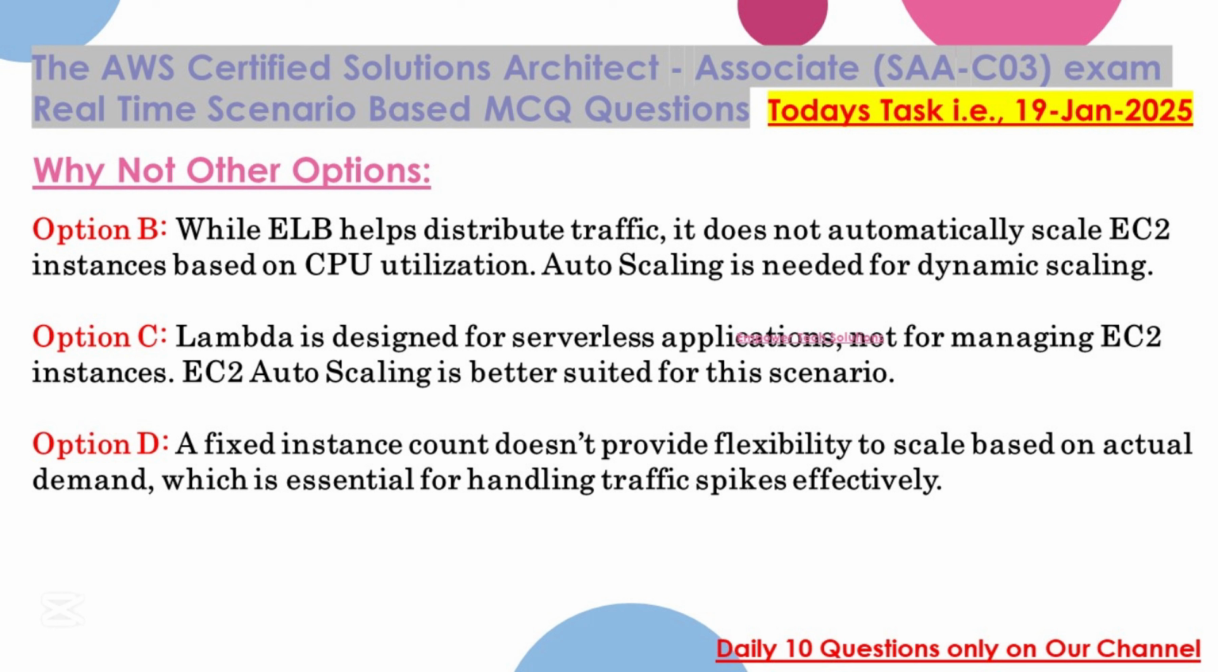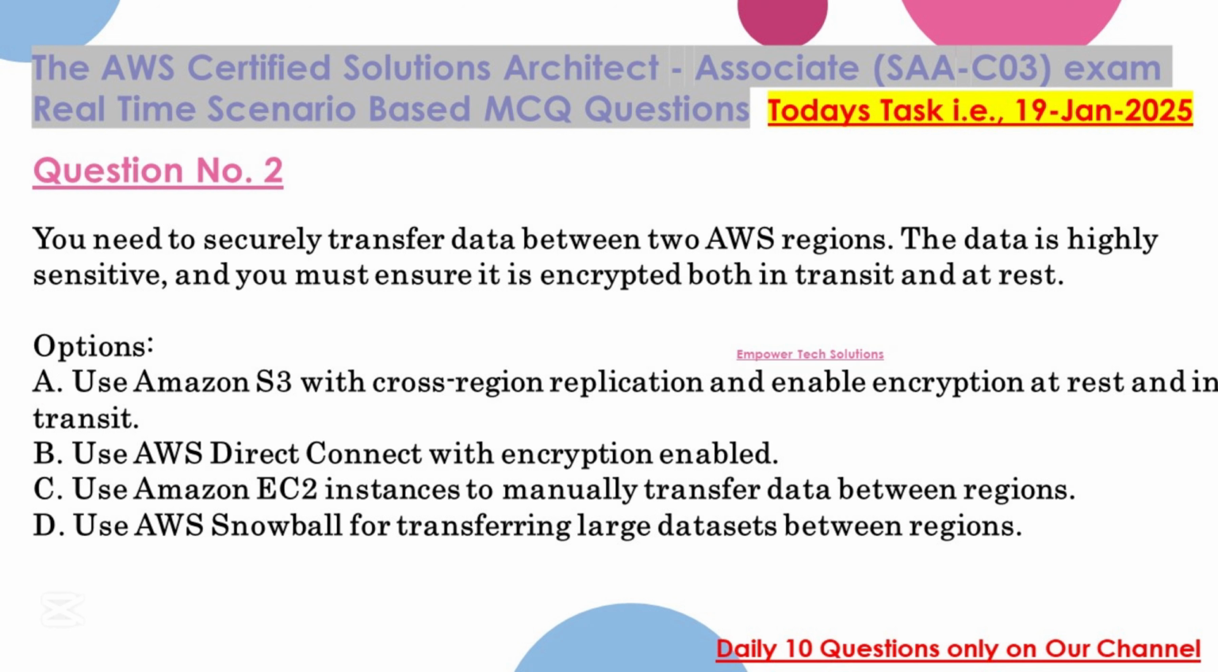Option C: Lambda is designed for serverless applications, not for managing EC2 instances. EC2 autoscaling is better suited for this scenario. Option D: a fixed instance count doesn't provide flexibility to scale based on actual demand, which is essential for handling traffic spikes effectively.